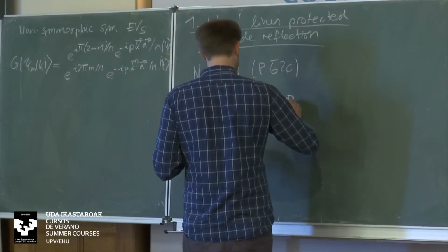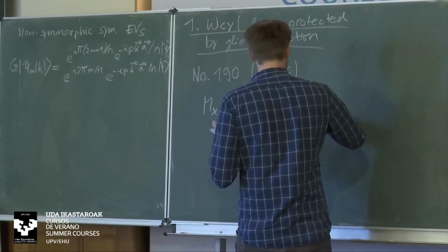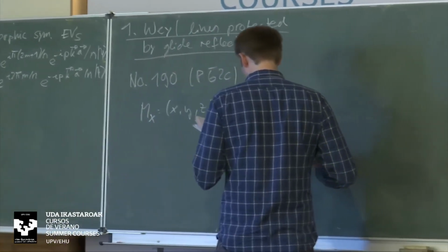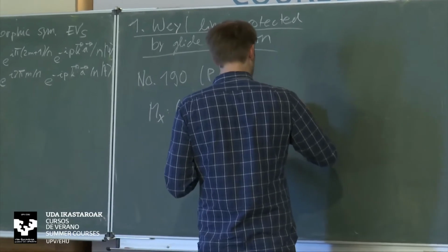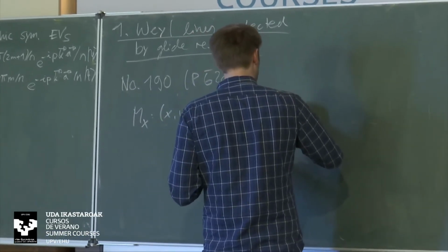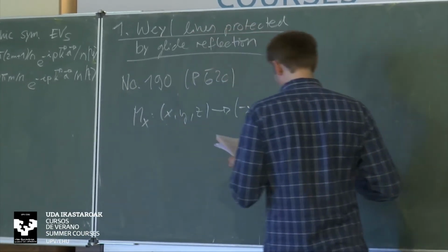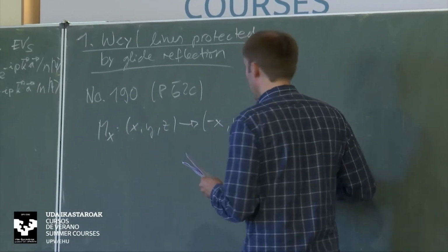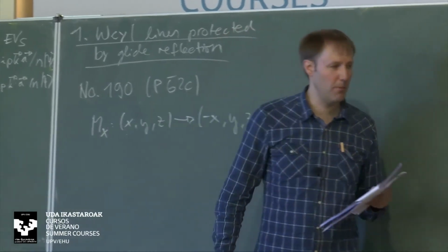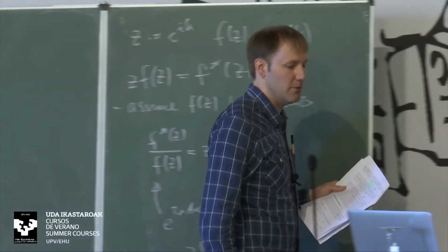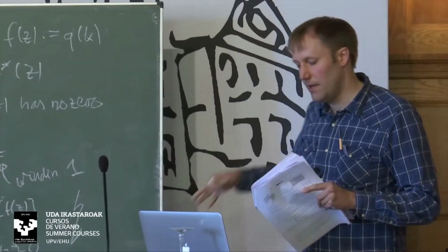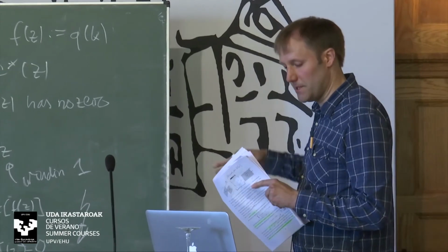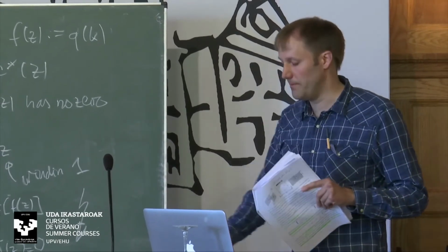It sends x, y, and z to minus x, y, and z plus 1/2. And then you also have a spin part, i times sigma x. So we want to consider here the case where spin-orbit coupling is important, where we have to include also the spin part, which ensures that if you square the symmetry, you get this extra -1.